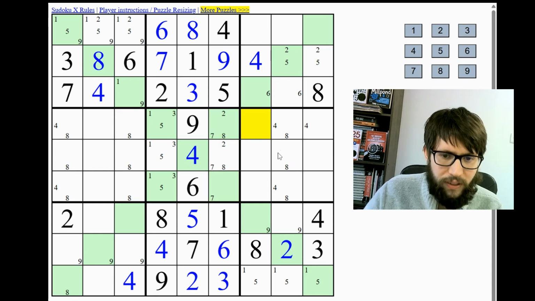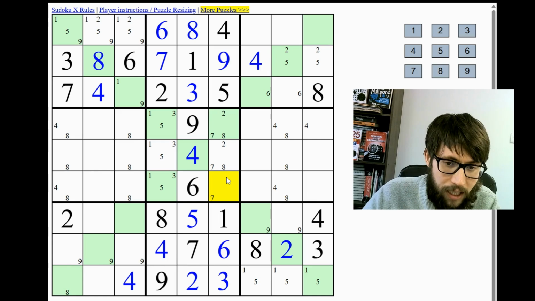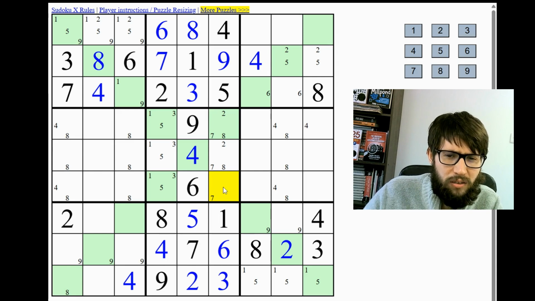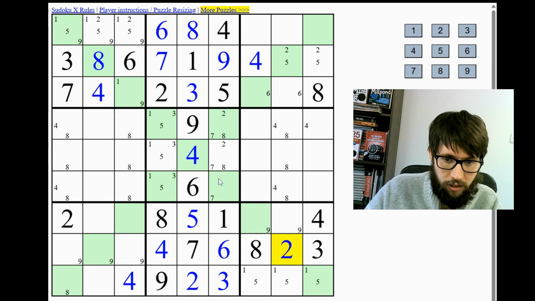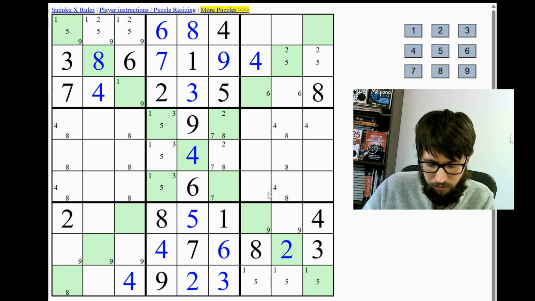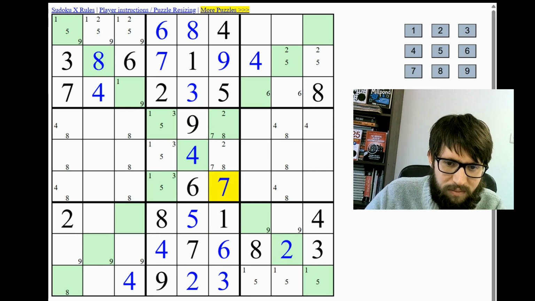Is there one anywhere? So I think if I've done this correctly, 7 has to go in the bottom corner. Because the 1 can't go there. The 2, could the 2 go there? The 2 can't go there because of this. The 3 can't go there because of this. The 4 can't go there. 5 can't go there because of this. 6 can't go there. 8 can't go there because of this. And 9 is already there. So this has to be a 7. Excellent. So when in doubt, just fill in every possibility.